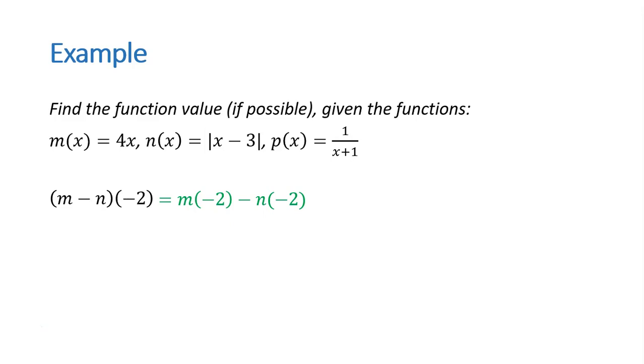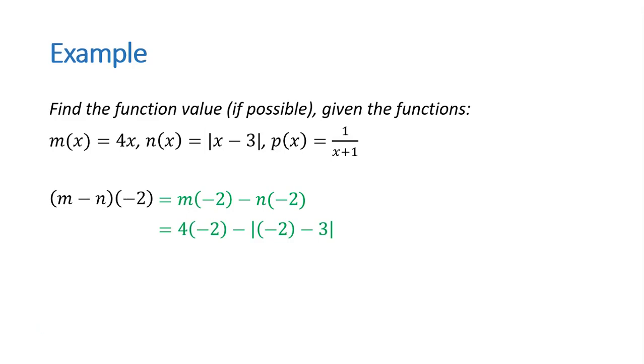So I have to use two function rules in this case, the rule for m and the rule for n. The rule for m says take your input, multiply it by 4. And the rule for n says take your input, subtract 3, and then take the absolute value. Then we're combining those two expressions using subtraction. So now it's really just an order of operations problem. We combine everything inside the absolute value. At this point, you can think of absolute value as working like parentheses. That's where it fits into order of operations.